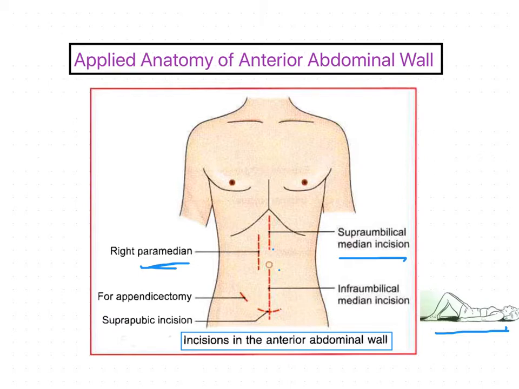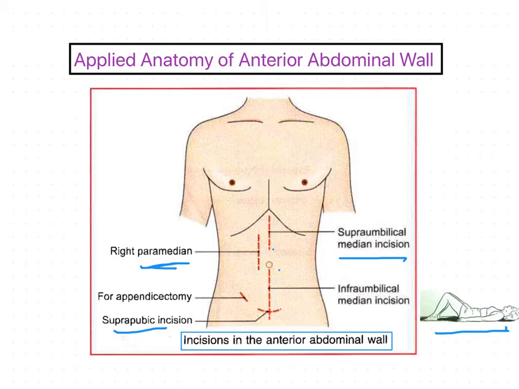Okay, another kind of incision is called the suprapubic incision. The suprapubic incision is done in the lower abdomen above the pubic bone. Normally such an incision is done for bladder or prostate gland removal. So these are the types of incisions seen on the anterior abdominal wall.